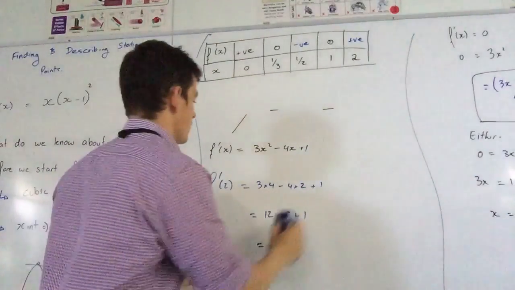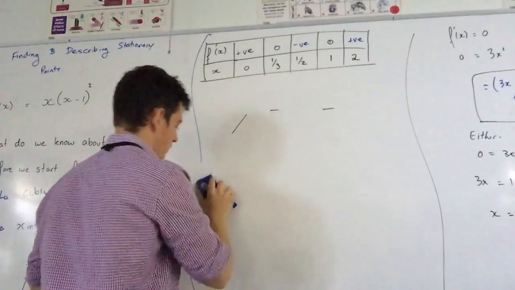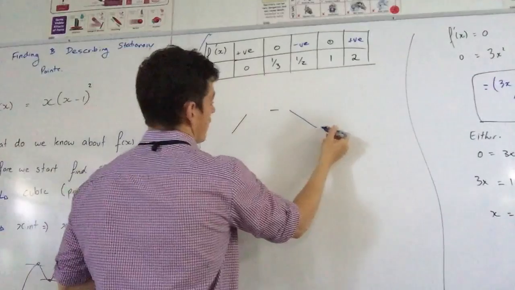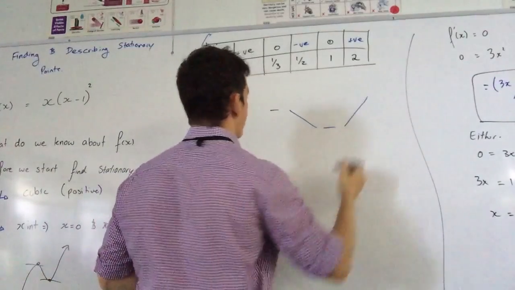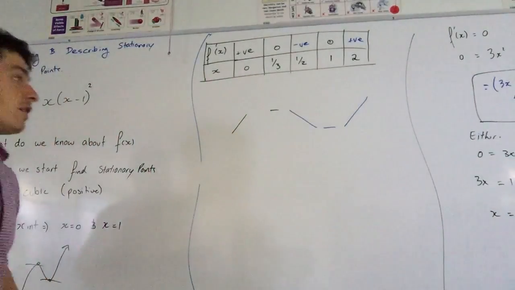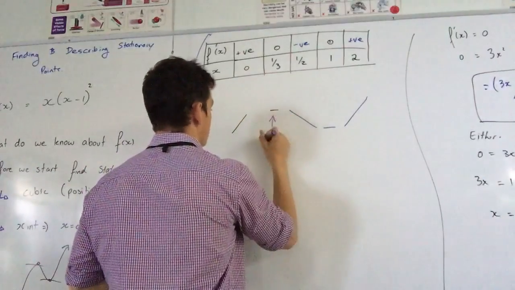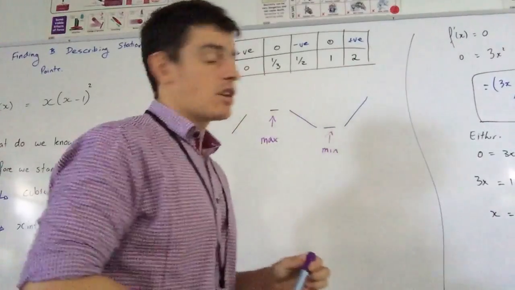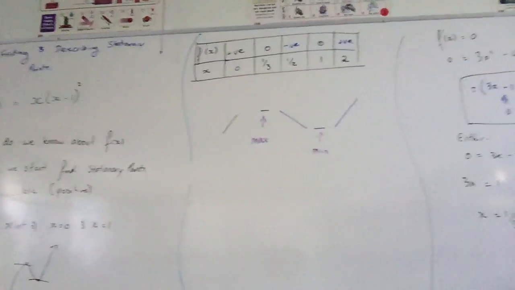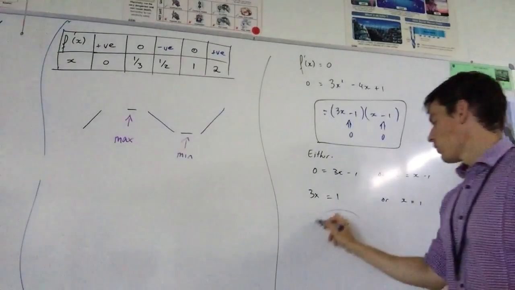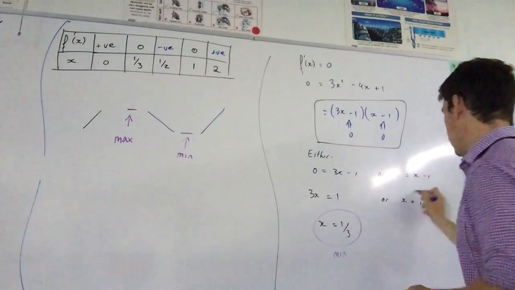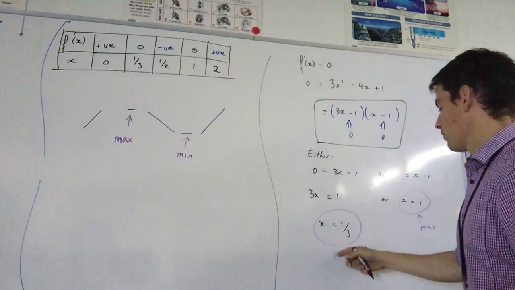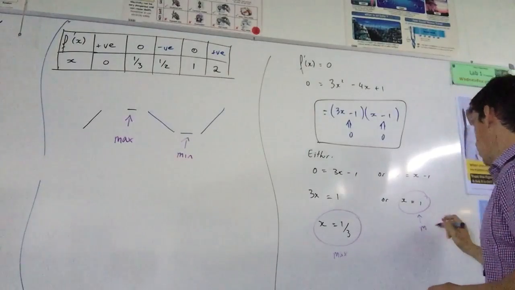Okay, so now if I rub all that out, I can see my function goes positive, negative, 0, positive, which tells me on my graph this is my max, this is my min. So if I go back to my stationary points, I know that x on 1/3, that's my min. I know that x of 1 equals my max. Sorry, other way around. 1/3 equals my max, 1 equals my min.